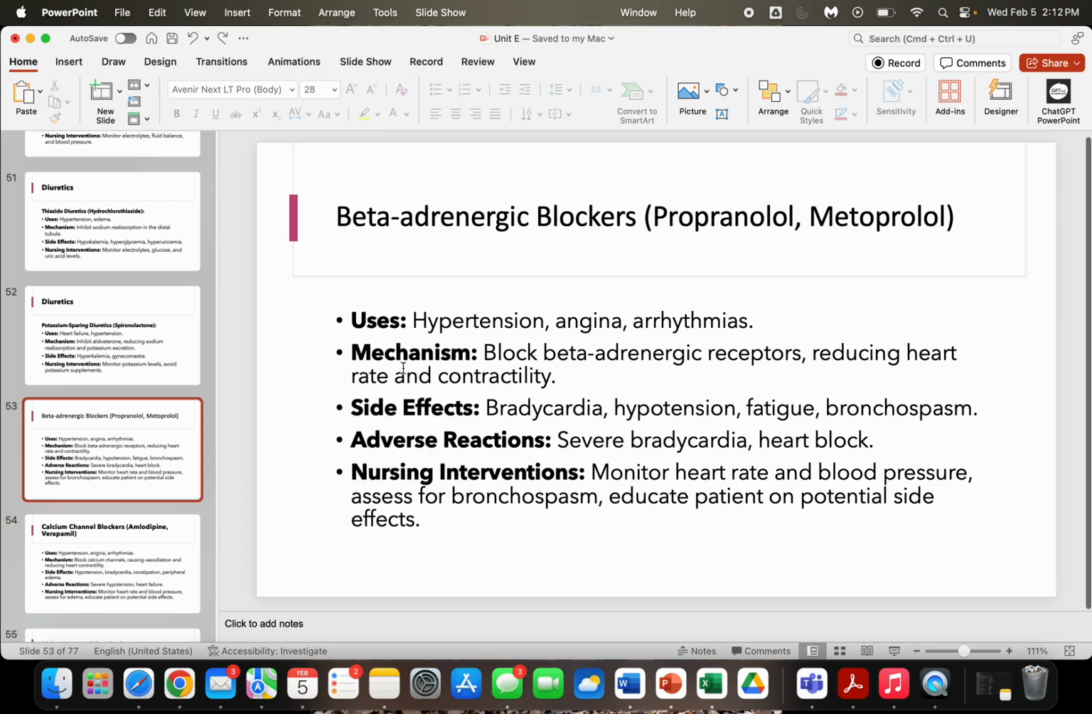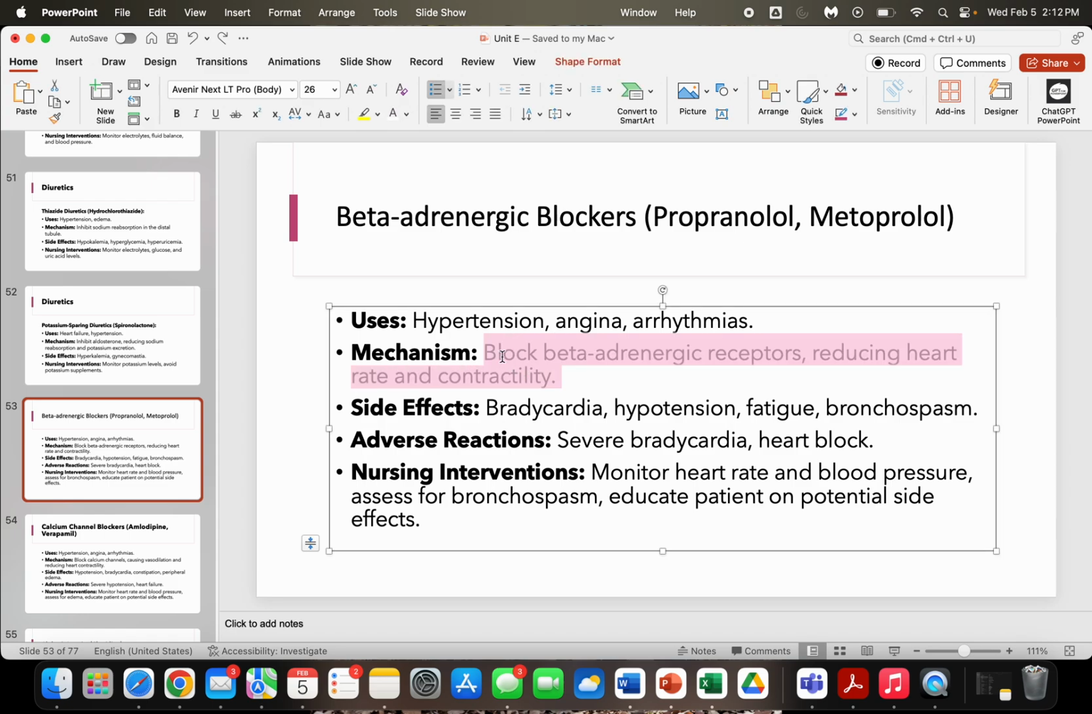Let's talk a little bit about beta blockers. So our propranolols, metoprolols, so as we know, those all end in OLOL. These are used for our hypertensive patients, patients who have heart arrhythmias, angina, which would be basically chest pain, okay? These are typical drugs we're going to see. Beta blockers reduce our heart rate and reduce the contractility, okay? So it keeps our heart from beating as fast.